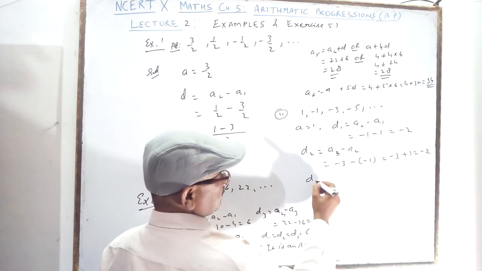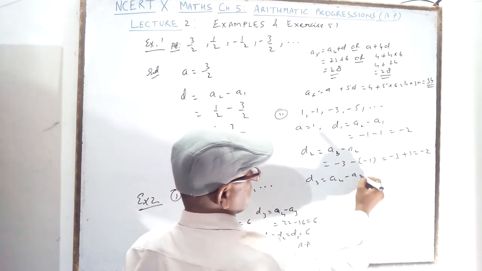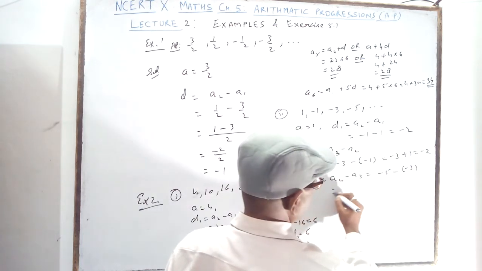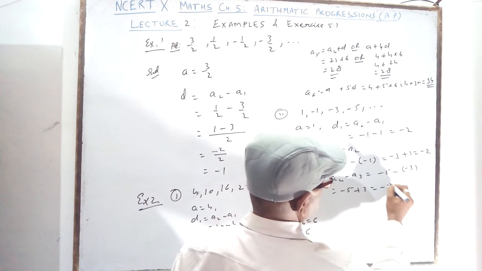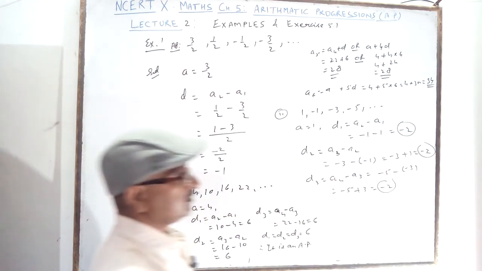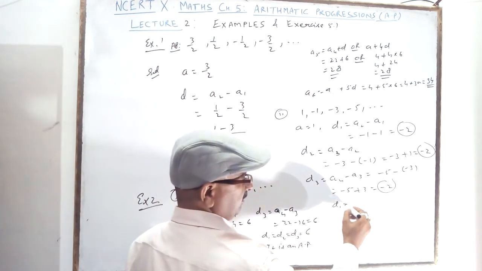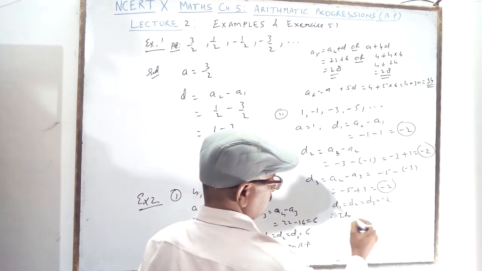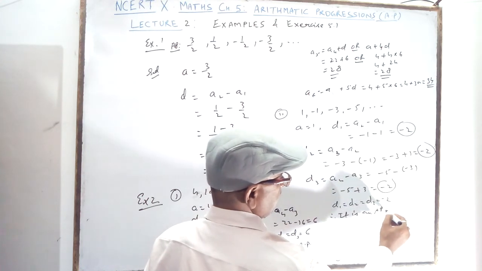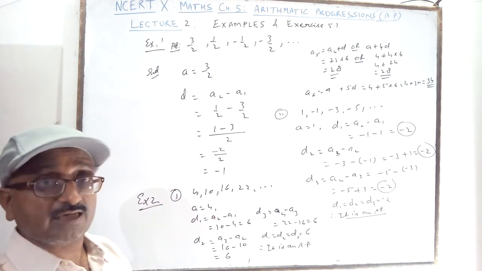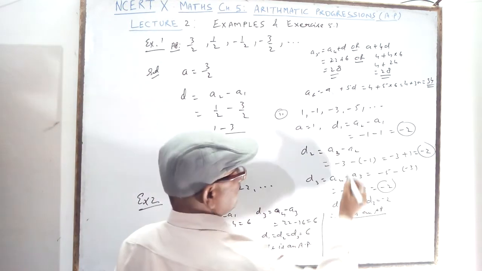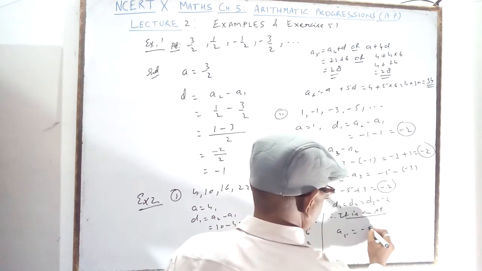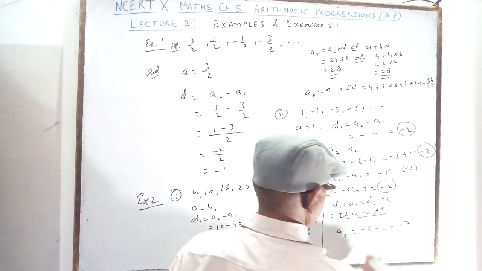What is D3? A4 minus A3. What is A4? Minus 5 minus minus 3 gives you minus 5 plus 3, again minus 2. So all the D's are equal. You will write D1 is equal to D2 is equal to D3 is equal to minus 2. Therefore, it is an AP. It is a very important point. If you do not write this, then you can't solve further. So the fifth term will be minus 5 minus 2, minus 7.